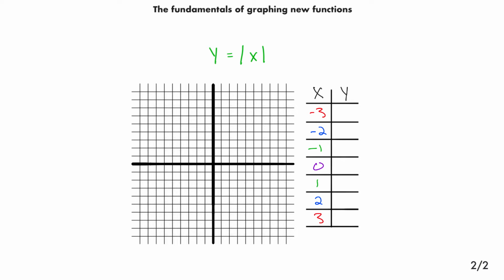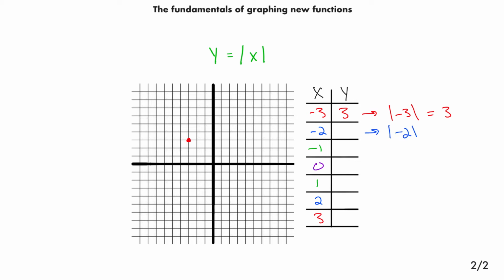So if I use -3, that's going to turn the equation into the absolute value of -3. For those that have forgotten what absolute values do, they do one thing and one thing only. They turn negative numbers positive. That's it. They don't turn positive numbers negative. They just turn negative numbers positive. So the absolute value of -3 is 3. So here's my coordinate. X is -3, y is +3. So we're going to go left 3 and up 3. There's the coordinate.